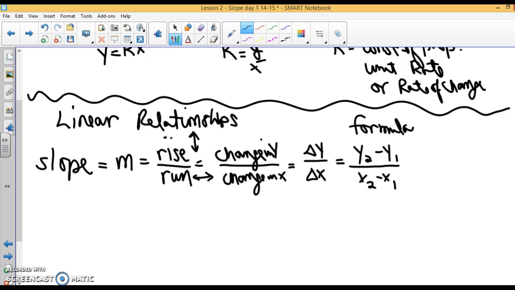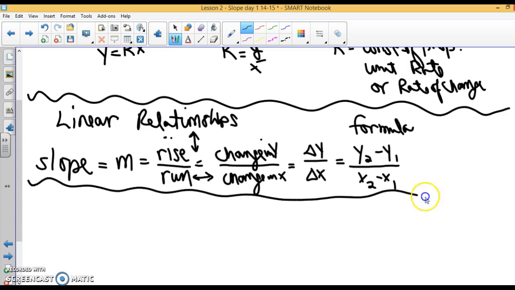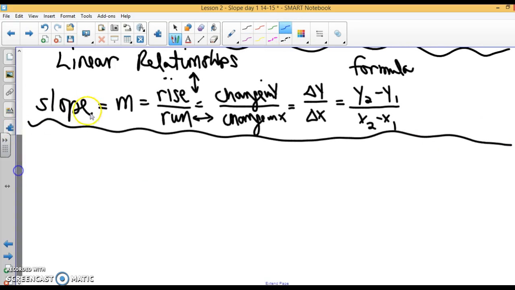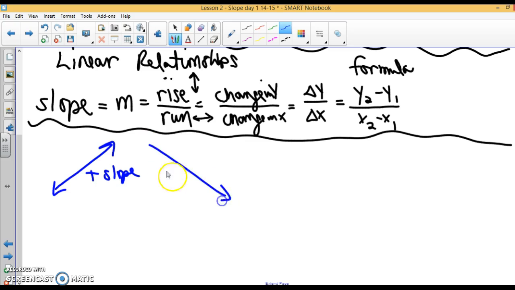Let's talk more about slope. I'm going to change colors here to keep things a little more organized. If you have a line that rises, and when I say rises, I mean from left to right like you're reading, you know that this is a positive slope. Any line that rises has a positive slope. A line that falls, so it's going down from left to right, will have a negative slope.